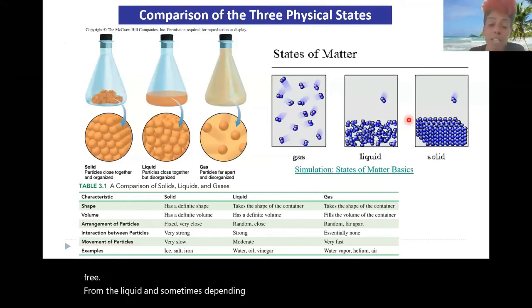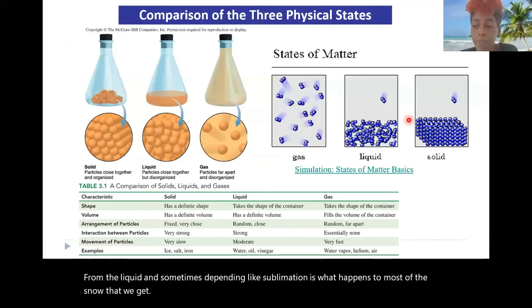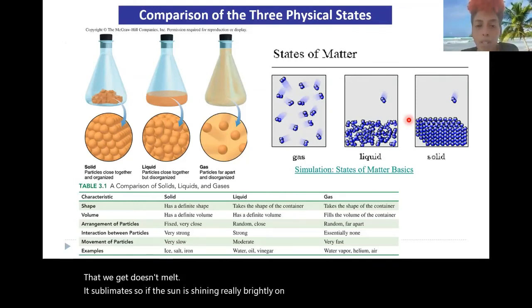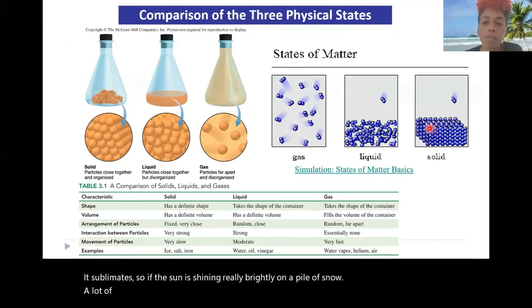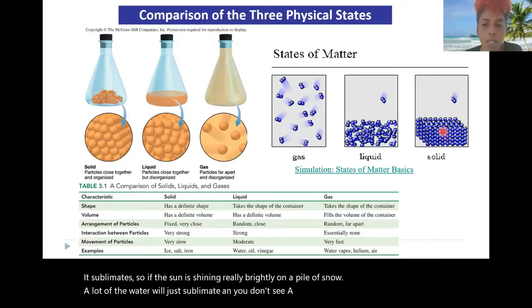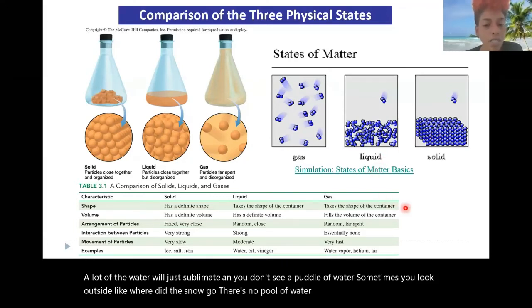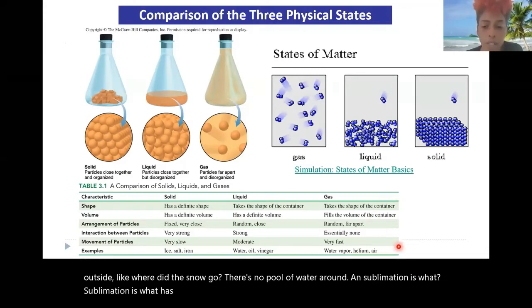So sublimation is what happens to most of the snow that we get. Most of the snow that we get doesn't melt, it sublimates. So if the sun is shining really brightly on a pile of snow, a lot of the water will just sublimate, and you don't see a puddle of water. Sometimes you look outside and wonder, where did the snow go? There's no pool of water around. And sublimation is what has occurred to that snow.